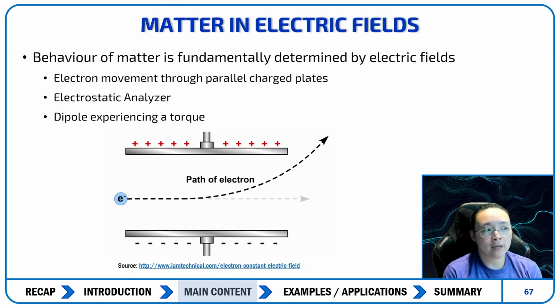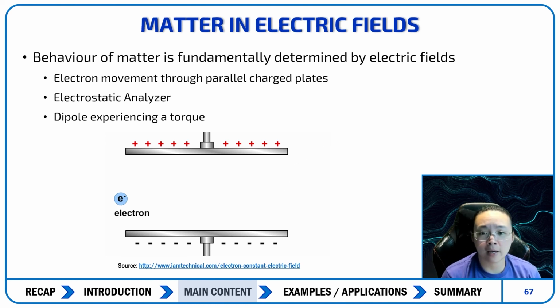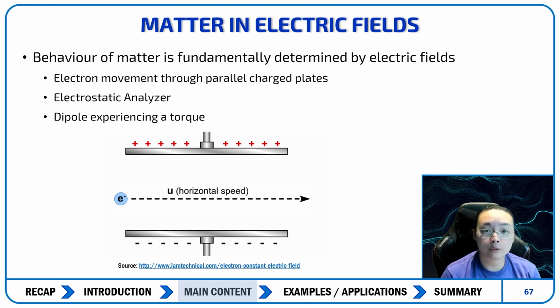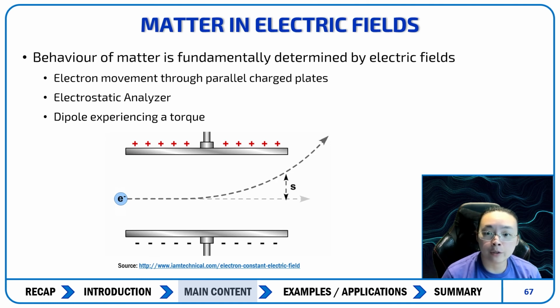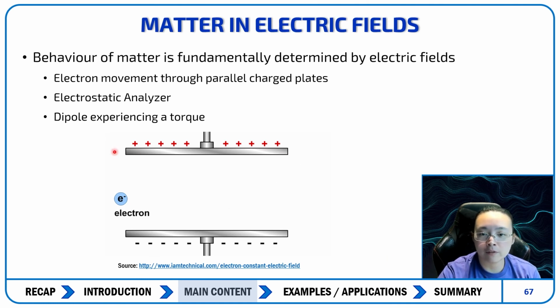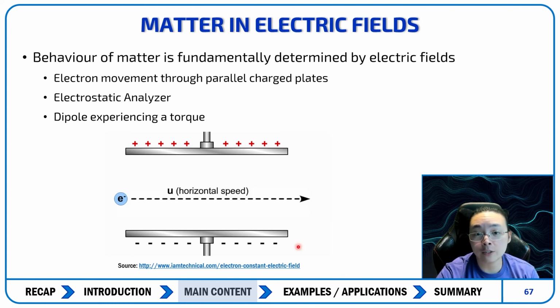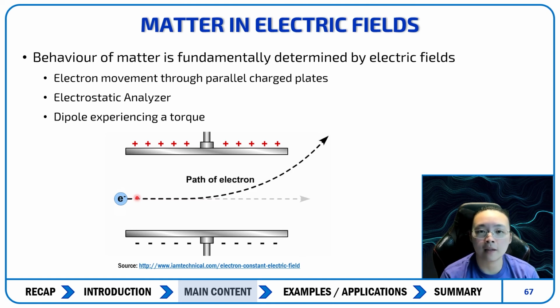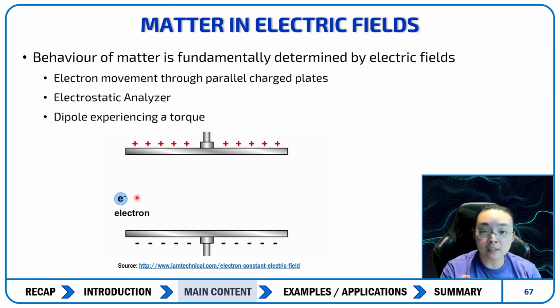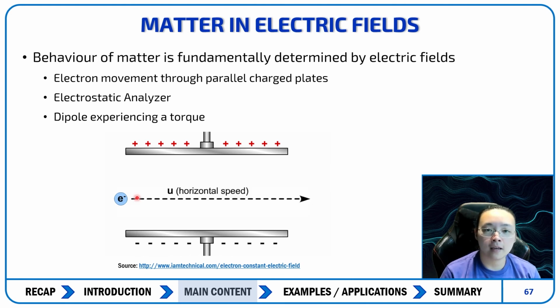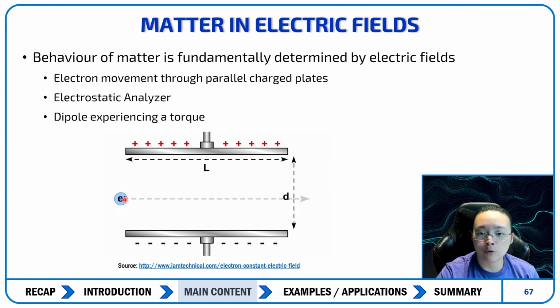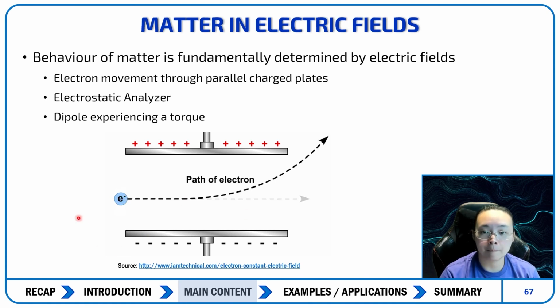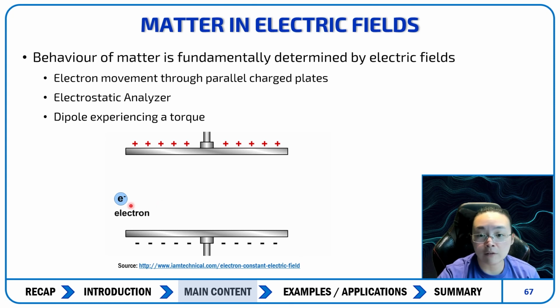So now we'll take a quick look at what happens to matter in electric fields. The behavior of matter, especially charged matter, is fundamentally determined by the electric field that it exists in. One example is electron movement through parallel charged plates. Here there's a positively charged plate at the top and a negatively charged plate at the bottom. Now you have an electron in the middle and you're forcing it to go through these two plates. Between these two plates, there has to be an electric field, and that electric field is going to cause the electron to stray from its path.